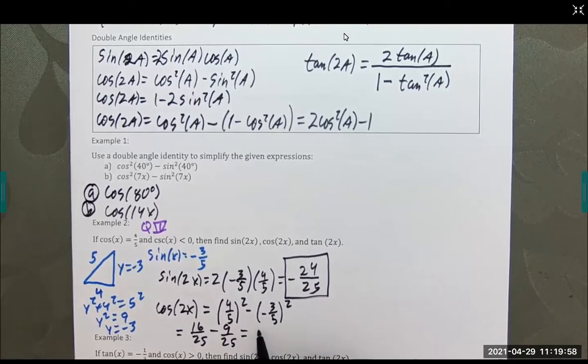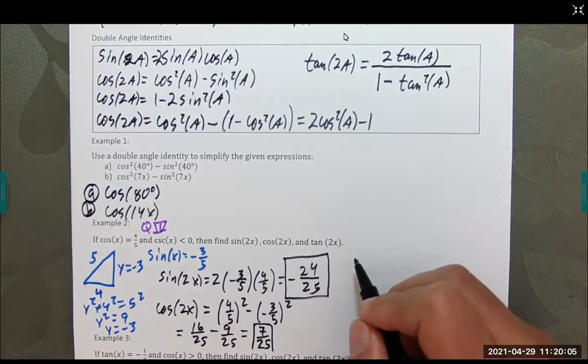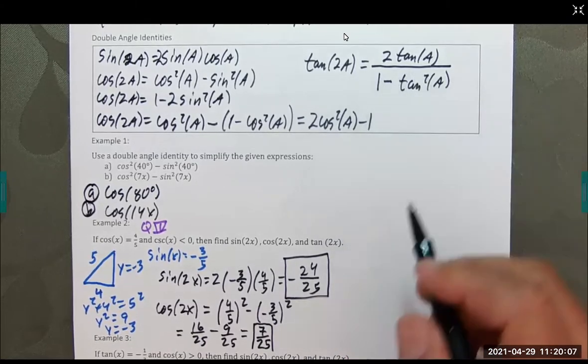And that's looking to me like that is 7 over 25. Now for tangent, I told you I was going to do something different than use the formula. You can use the formula. There's nothing wrong with that.